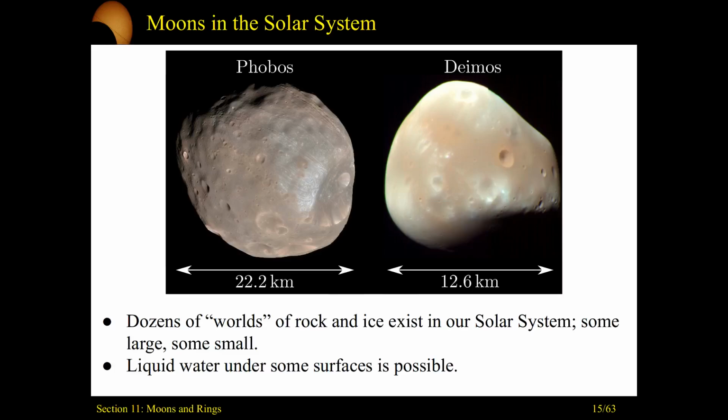Here are the two moons of Mars, Phobos and Deimos, about 22 and 12.6 kilometers in diameter. And what we'll notice about the moons in our solar system, about 200 of them in total, is that we found dozens of these tiny worlds. Some of them are just basically rock and ice. Others are big, others are small. Some will have potentially liquid water underneath the surfaces. So there's a wide variety in what we'll see in the moons of the solar system.